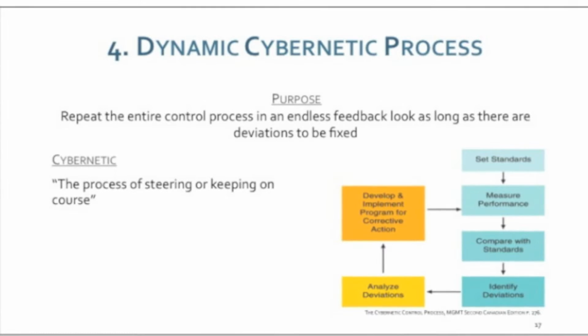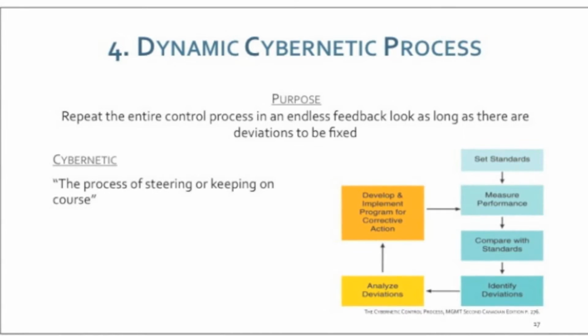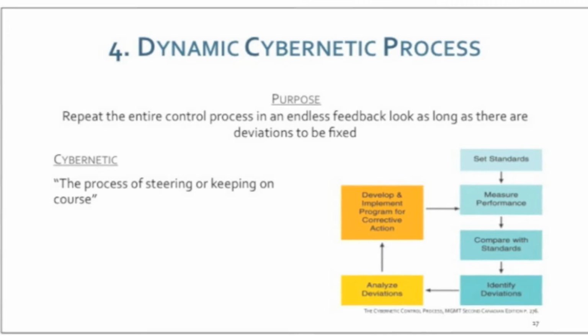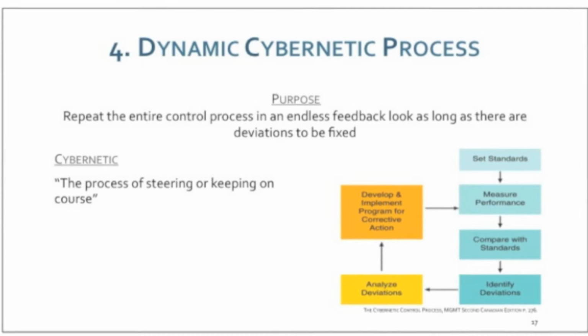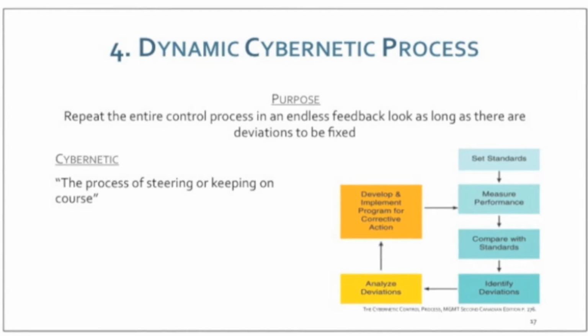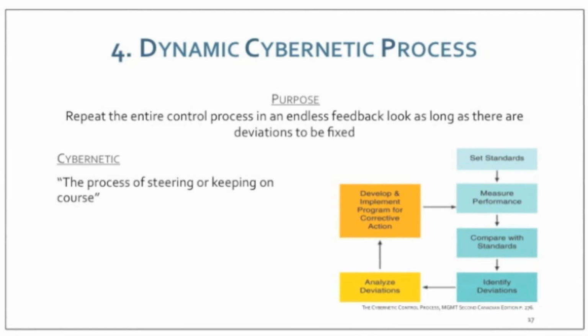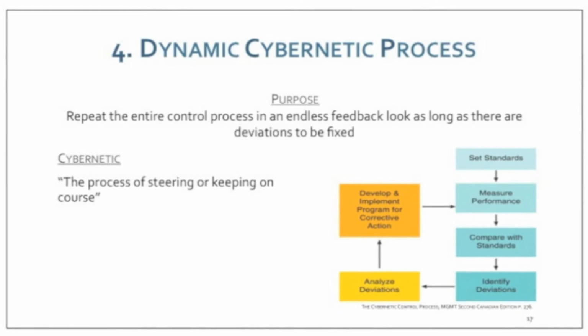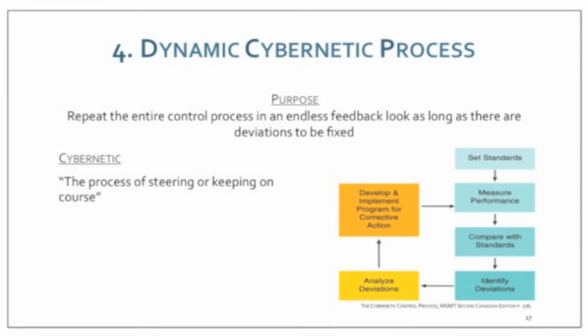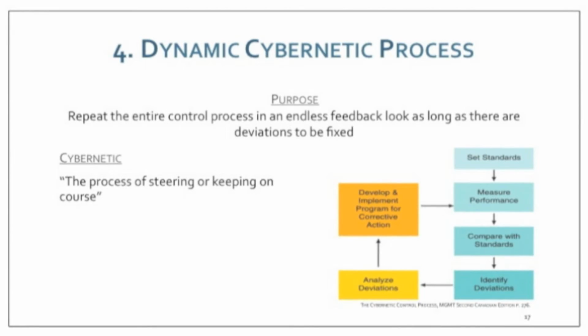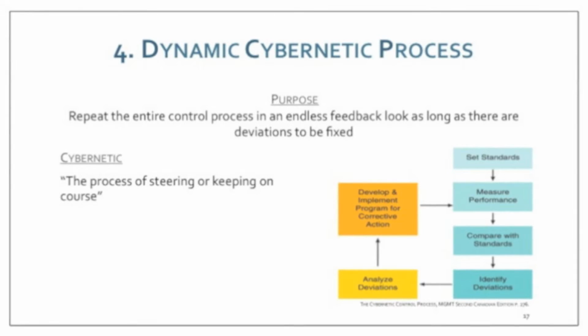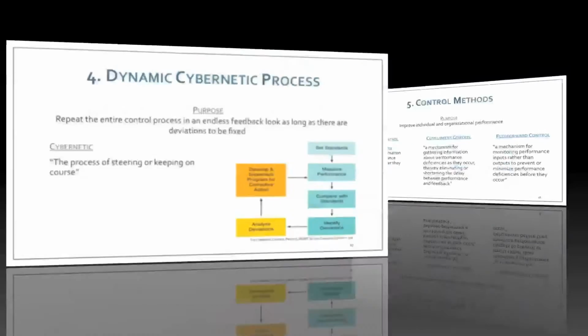So now, the dynamic cybernetic process. The purpose is to repeat the entire control process, that is, the first 3 steps, in an endless feedback loop as long as there are deviations to be fixed. Here, we can talk about cybernetic as the process of steering or keeping on course. The image from the book at page 276 shows what a dynamic cybernetic process is.